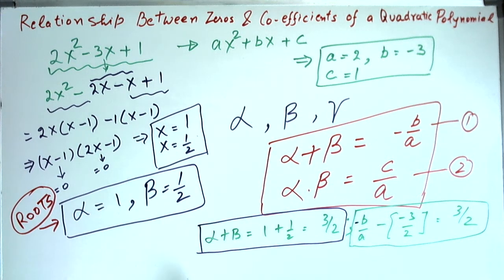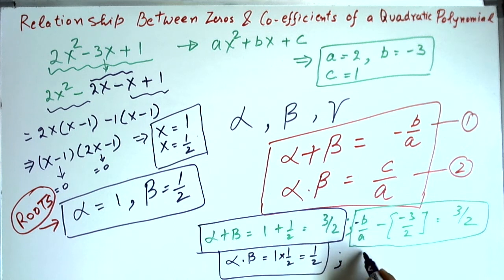Okay. Now we look at the product, and the product is alpha into beta, which is equal to 1 into 1 by 2. So the product is 1 by 2. And then when we look at c by a, which is on the other side, c is 1 and a is 2. So again we find that alpha into beta is equal to c by a.